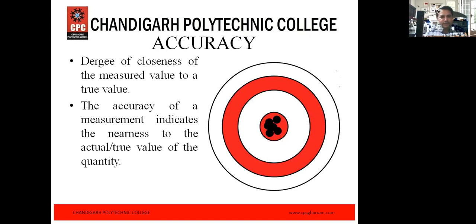First comes the accuracy. Accuracy is the degree of closeness, as shown in the diagram. The black dots show the degree of closeness to the center point of the circles, or we can say it is the nearness to the true value of the quantity. If we have to hit at the center, then accuracy will be the nearness to the true value or the center, that is the actual value where we have to hit. This is the accuracy.